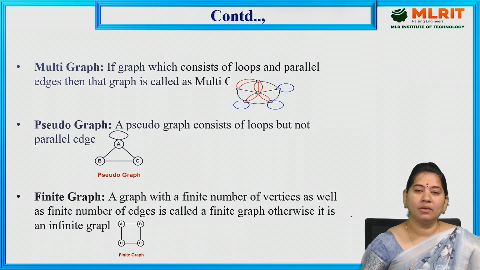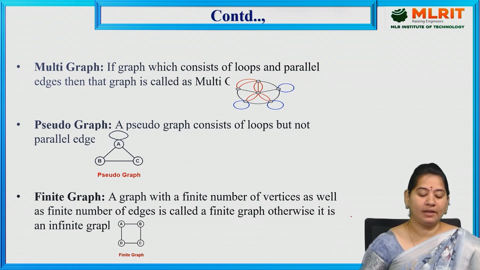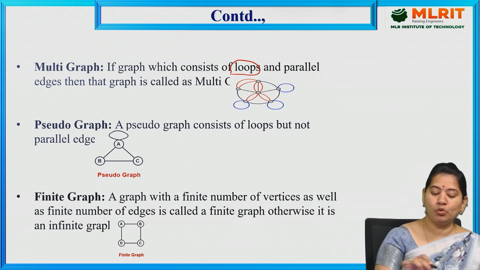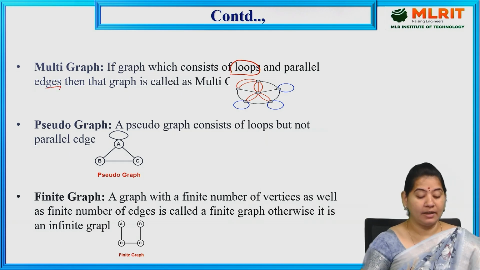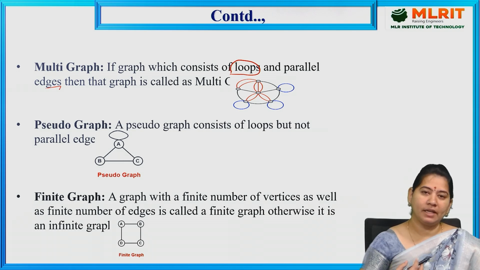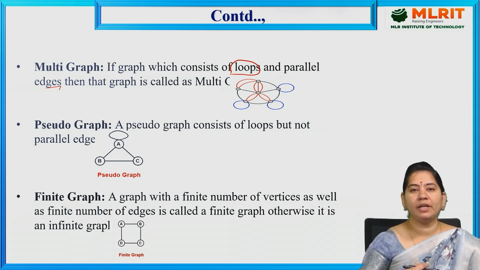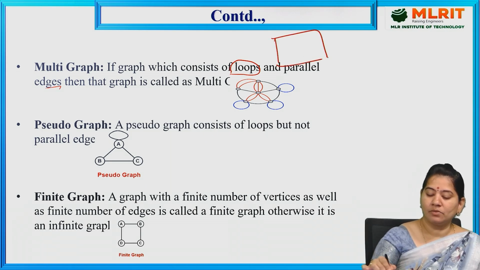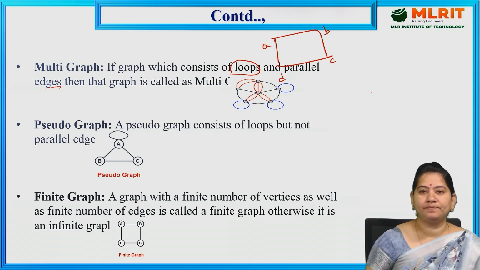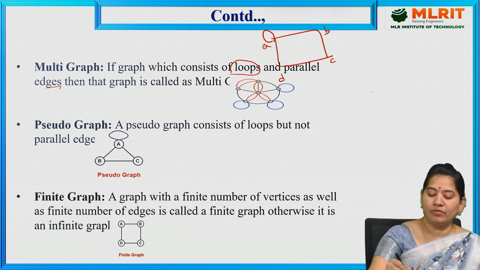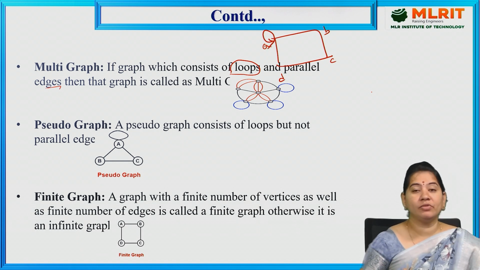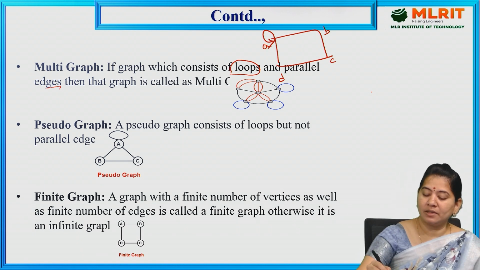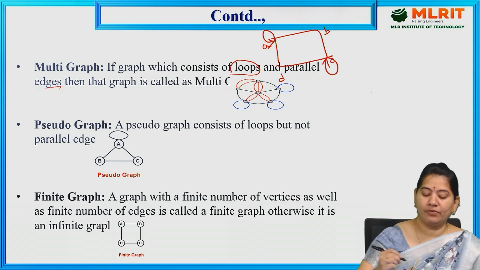Now next we have the multigraph. So what is meant by a multigraph? If a graph consists of loops and parallel edges, then that graph is called a multigraph. So it should contain the loops and it should contain the parallel edges. That is what we are calling a multigraph. So now let us suppose here I have taken one figure. Vertex A, vertex B, vertex C, and this is vertex D. Now let us suppose I have an edge from vertex A to itself, which is called a self loop. And let us suppose for C also I have a self loop.